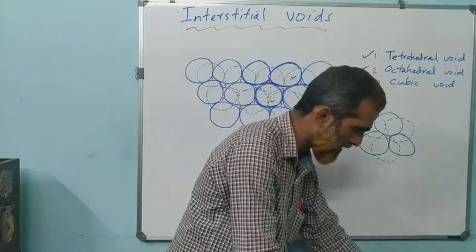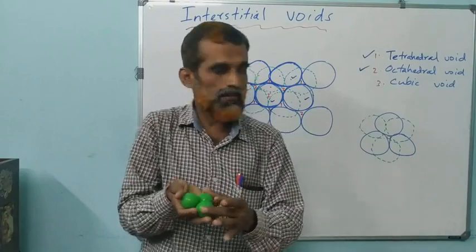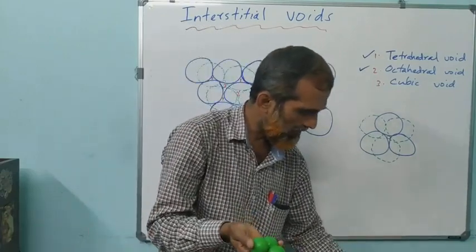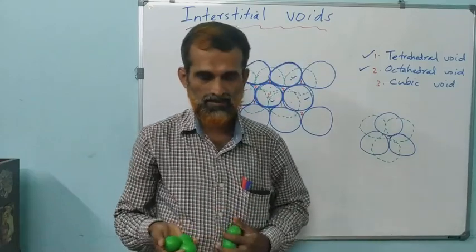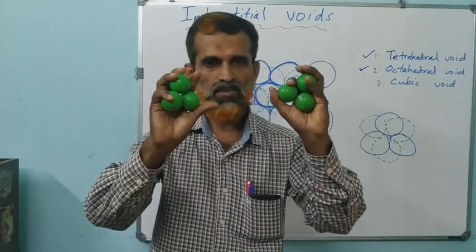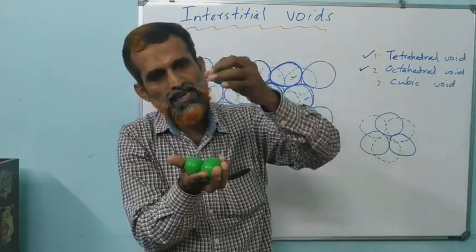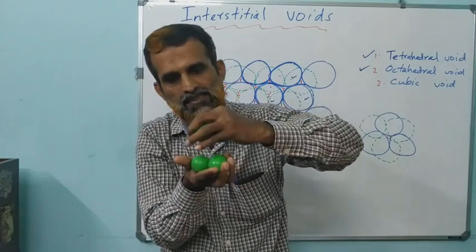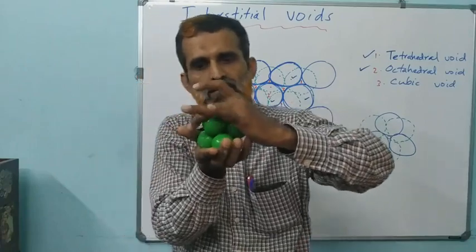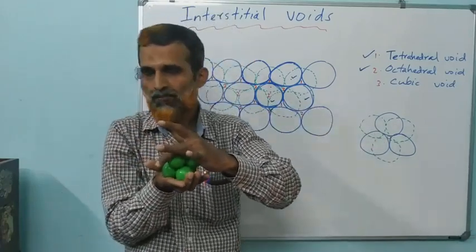I can show it using the models. See, this is one layer, the first layer, and suppose this is the second layer. There are three spheres coming like this, and one layer, the first layer, and this is the second layer, which comes inverted like this. Okay, I'm keeping it like this. So 6 spheres are touching each other.